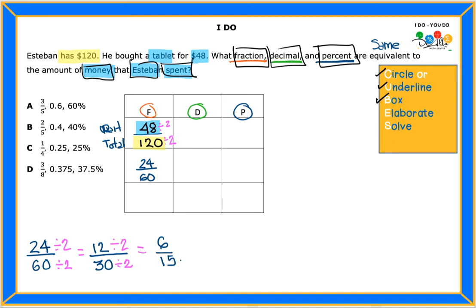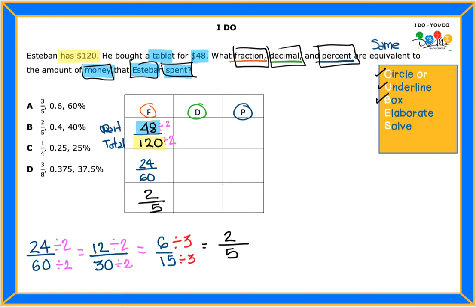Great. Can I divide by 2? The 6 I can, but the 15 I can't. What about the 3? Can I divide 6 by 3? Yeah, and that will give me a 2. What about 15? 15 divided by 3, that will give me a 5. So I'm going to do 6 divided by 3 and 15 divided by 3. It's going to give me a 2, and that's going to give me a 5. So this should be the simplest form. So I'm going to write it like that, 2/5.